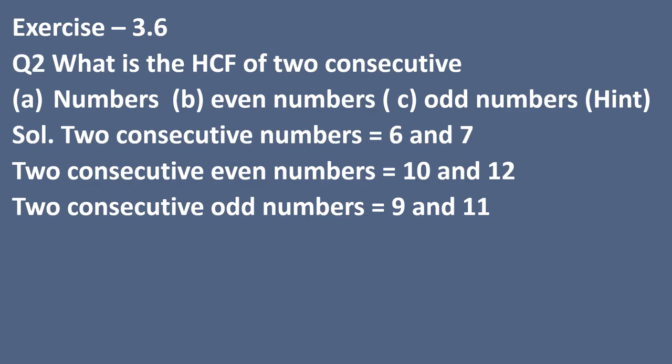Now two consecutive odd numbers. Two consecutive odd numbers are 9 and 11. You can take any other pair also. I have taken this. I have not found the HCF. You have to do it yourself. I have just told you what are two consecutive numbers, two consecutive even numbers and two consecutive odd numbers.